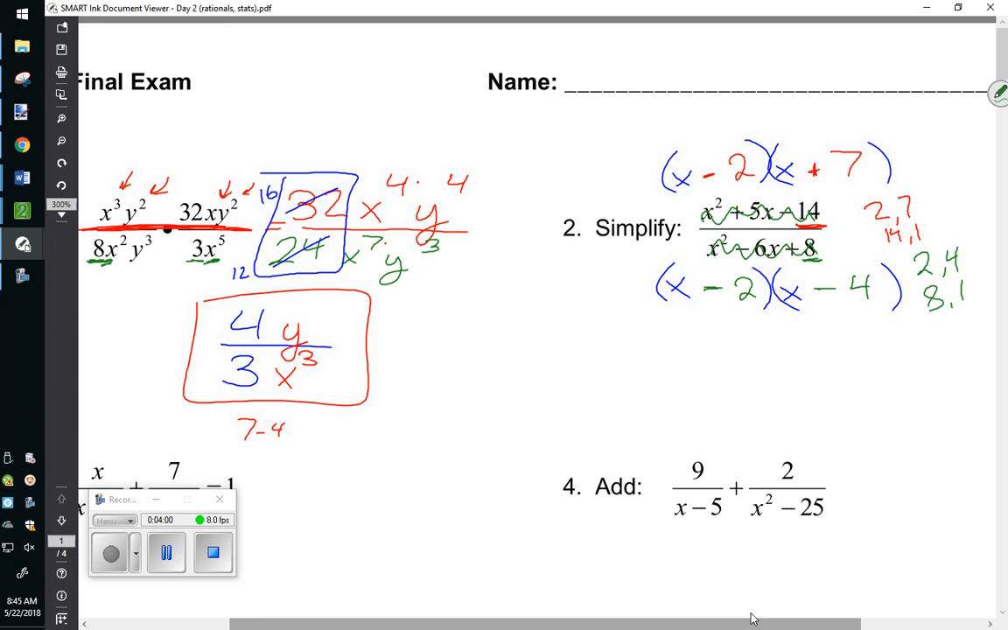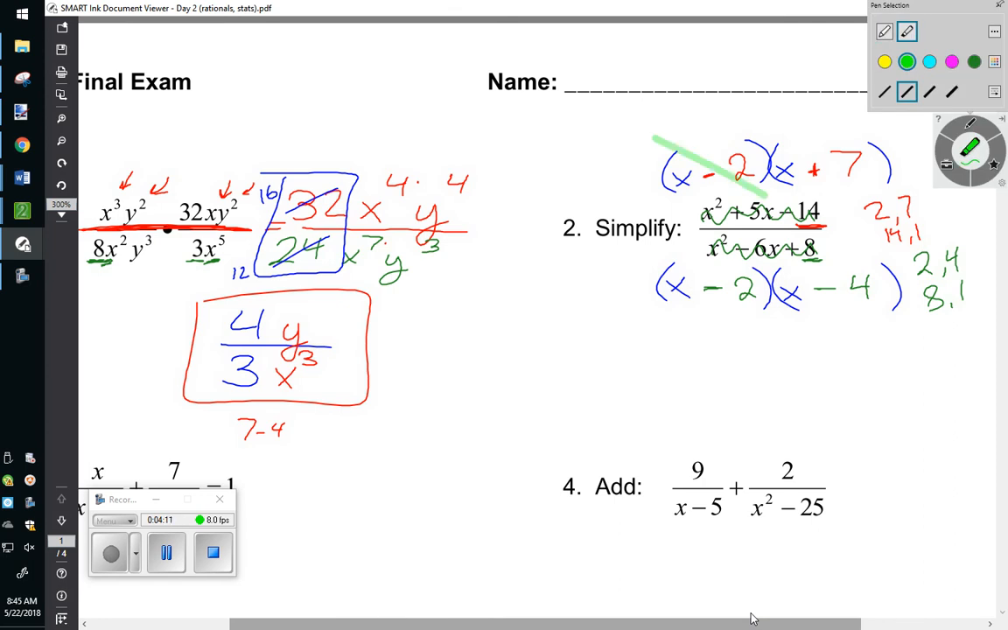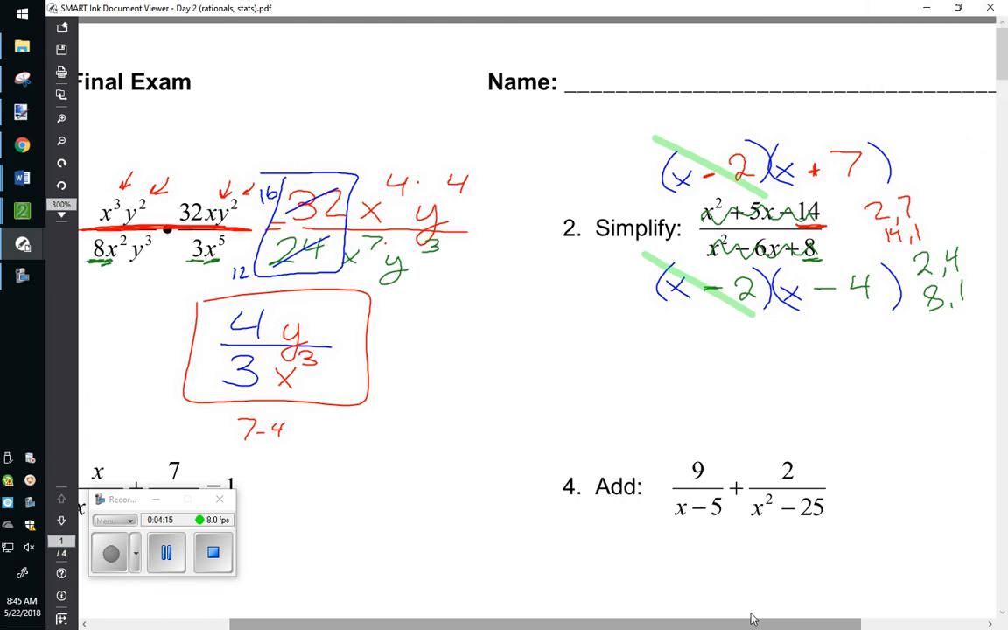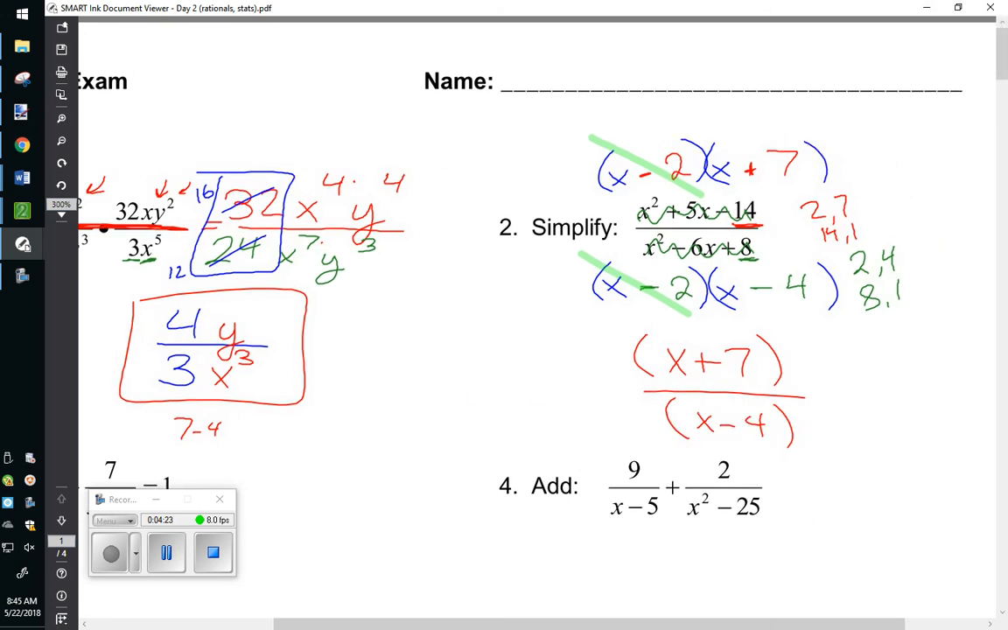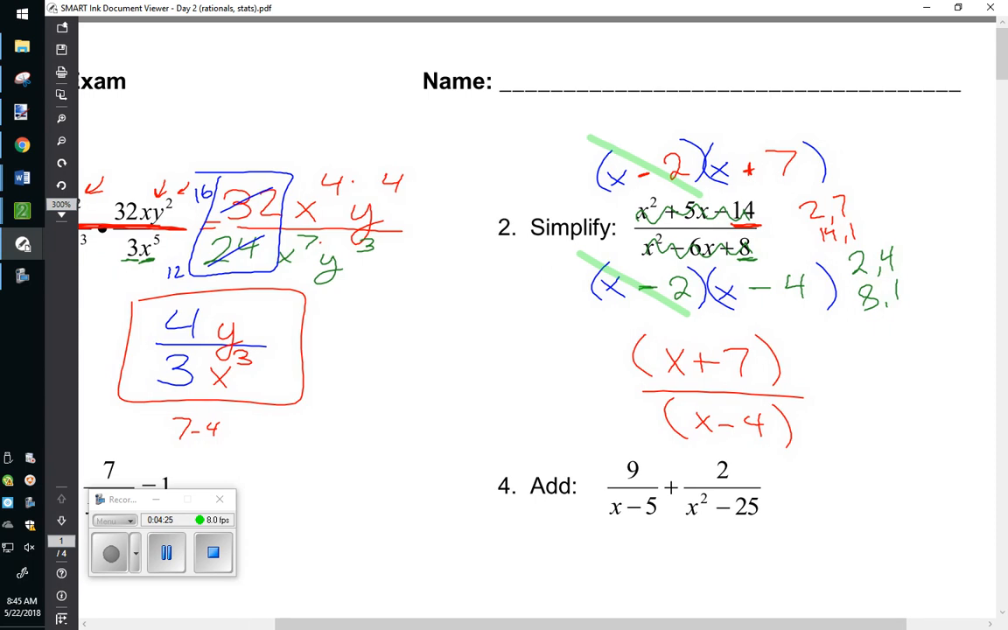Remember, if you can reduce factors, they have to be exactly the same. Is there anything that's exactly the same on top and bottom that I can reduce? I got an x minus 2 right there. I got an x minus 2 right there. Those two things cancel. So all I have left is x plus 7 over x minus 4. That's my answer. That thing that was left over and that thing that was left over. There's my answer. Questions on 2?